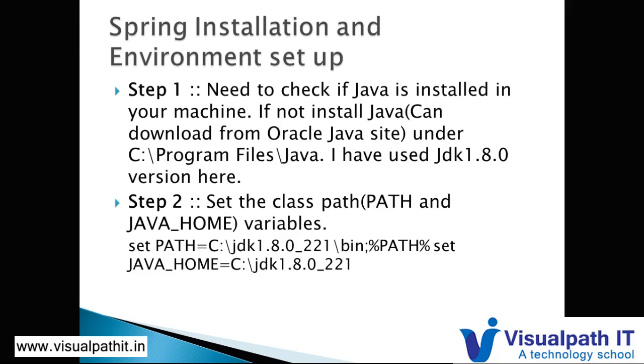Step 2 is setting the environment variables. We need to set the JDK installation path until the bin folder in the environment variables. How we can do that is, go to My Computer, right click, Properties, Environment Variables. There are two things, that is Path and JAVA_HOME. Both we need to change. We can also set the classpath. Next, click on the Apply and OK button.